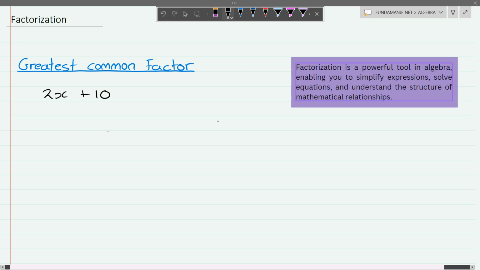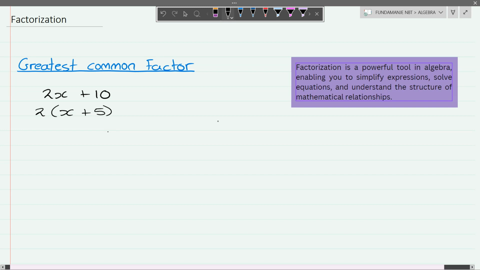For example, given 2x plus 10, a method of factorization called the greatest common factor, where we take out the greatest common factor from the terms that we have, can be used as such. If we take out 2 from 2x, we're left with x. If we take out 2 from 10, we're left with 5. You should learn how to factorize by learning how to divide by the greatest common factor.